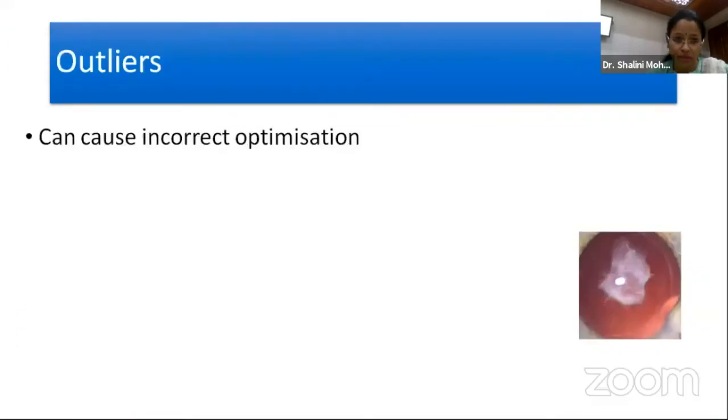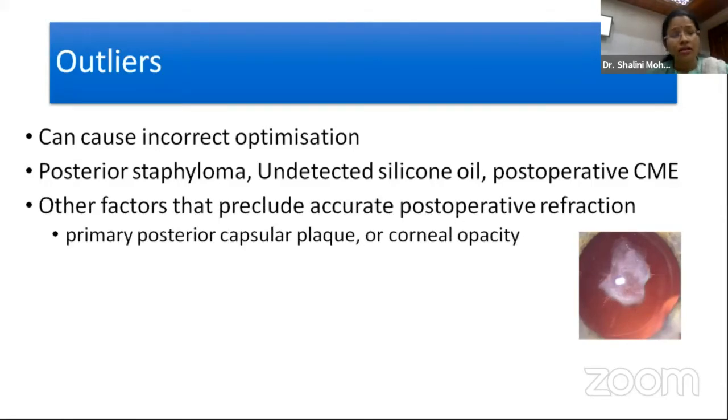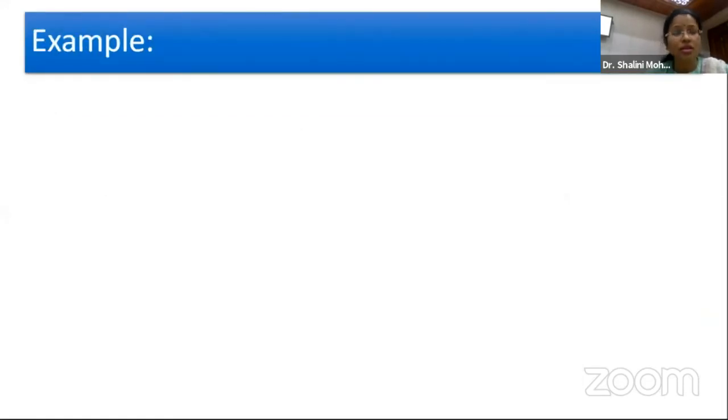then stable post-operative refraction. Then there can be certain outliers, like sometimes you might be having a posterior capsular plaque, or you might be having posterior staphyloma, undetected silicone oil, or you might be having post-operative CME, which might lead to hypermetropic errors. So we need to exclude all these things while we are taking our own data. So let's see an example. How can we do this?